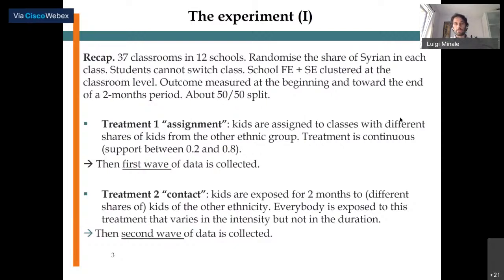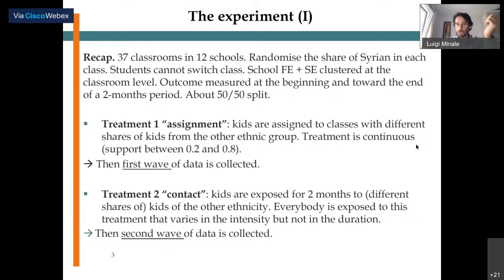And then the outcome is measured both at the beginning, so after the assignment, but when kids did not have time yet to interact, and then at the end of the 2 months. Now, why do I talk about two different treatments? Because I think there is one treatment, which I call assignment, in that kids are assigned to classes with different shares of kids from other ethnic groups, okay?